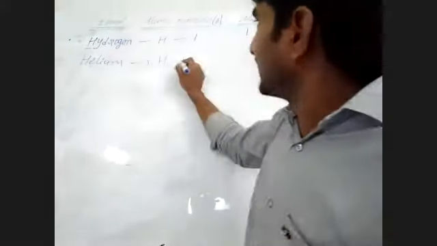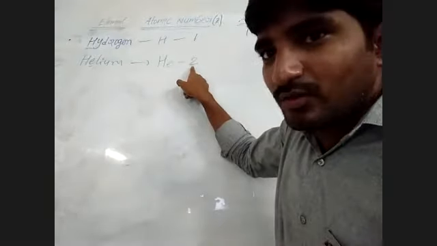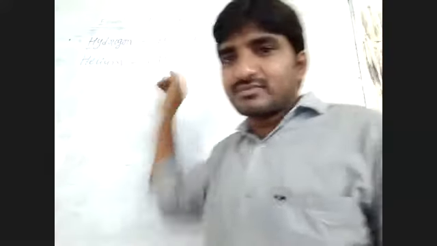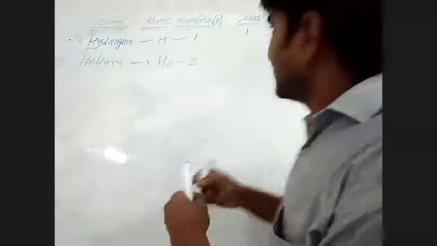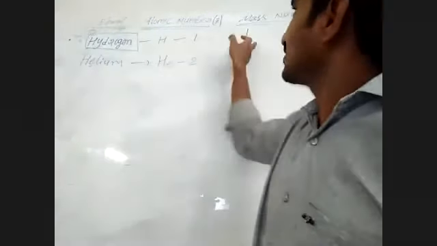So what is the atomic number? The atomic number of helium is 2 only. So what is the mass number? Please understand that hydrogen is an exception. Later I will discuss why hydrogen is an exception, because its atomic number and mass number are the same.